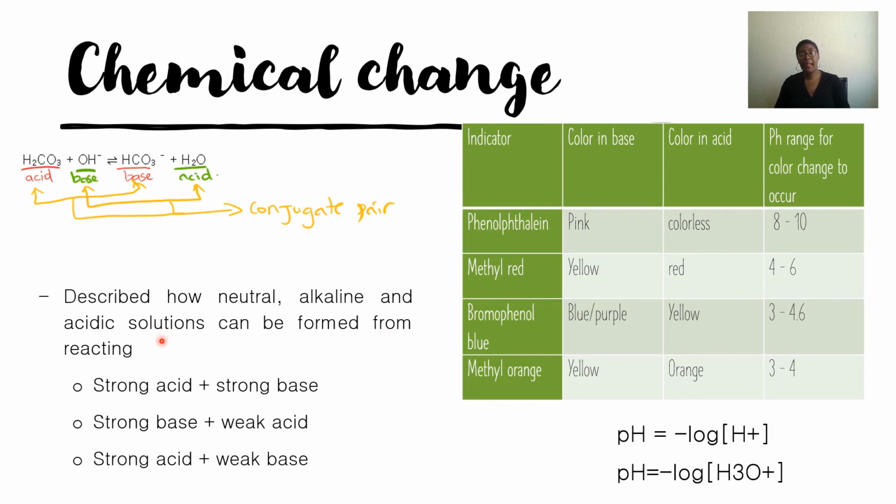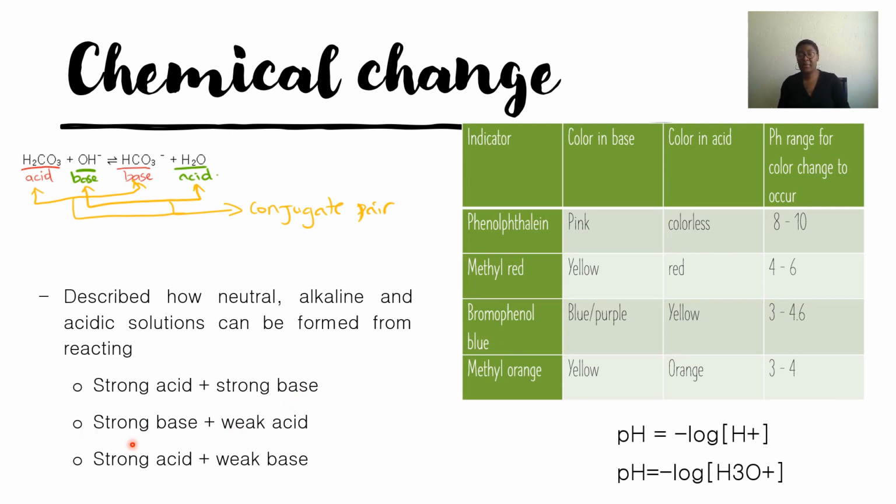Now, you also need to be able to describe how a neutral, an alkaline, and an acidic solution can be formed, and relate this to the appropriate indicator that will be used for that specific reaction. If you have a strong acid reacting with a strong base, you will form a neutral solution with a salt and water, right? And then for the best indicator, you will want to pick the one that is closest or within the range around 7, because that is your neutral range.